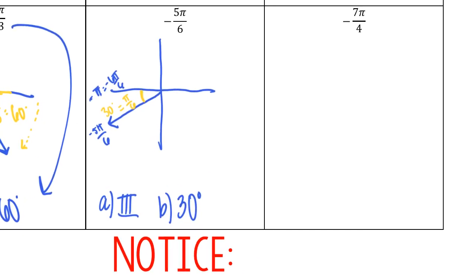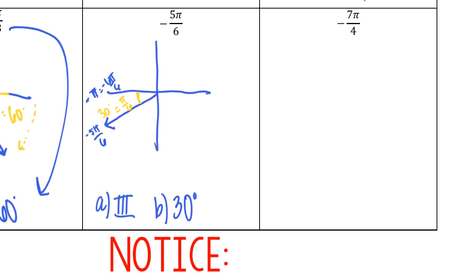I want you to try doing negative 7 pi over 4. Pause the screen and give that one a shot. When you're working through this one, again, the angle is negative, so that means we're going backwards from the x-axis. Think about this is negative pi, which is the same thing as negative 4 pi over 4. And this would be, if we're going completely backwards, negative 2 pi, which is just negative 8 pi over 4.